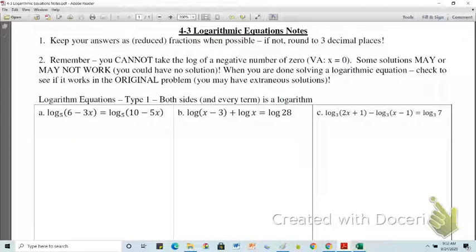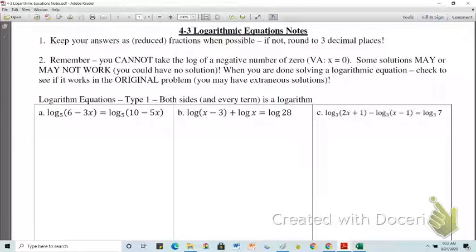Because of the algebra that we need to do to solve some of these equations, it could cause extraneous solutions. Remember, those are extra solutions that don't work. So we need to make sure we check our solutions to see if they really are. If none of them work, you have no solution.